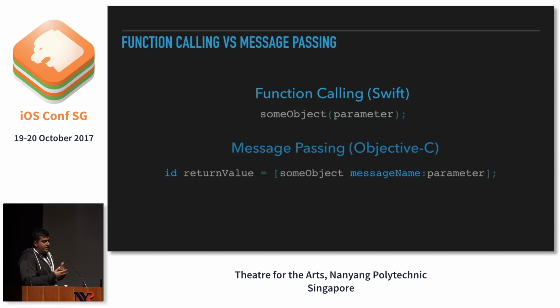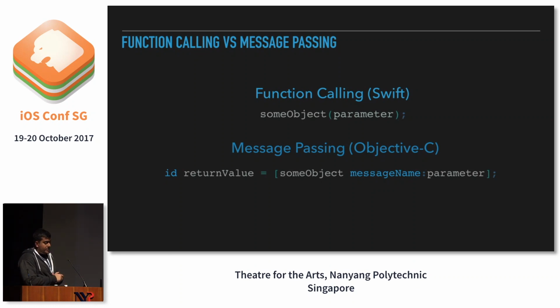So generally there are two kinds of ways to call functions. What we're used to in Swift is function calling. Basically you're calling a hard-coded address of a function and passing in values for the function to manipulate. So the address is known beforehand at compile time.